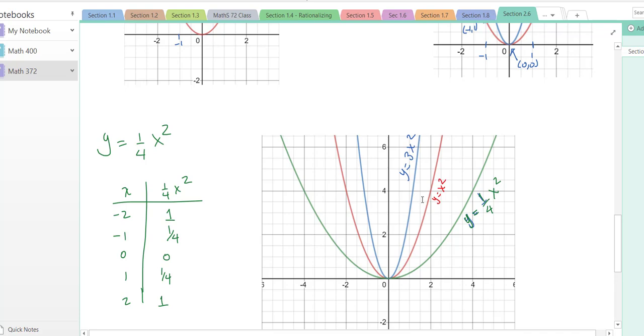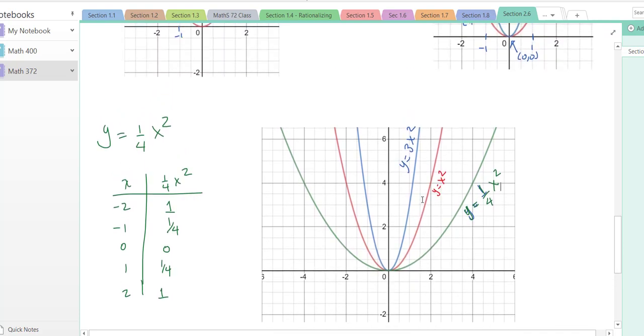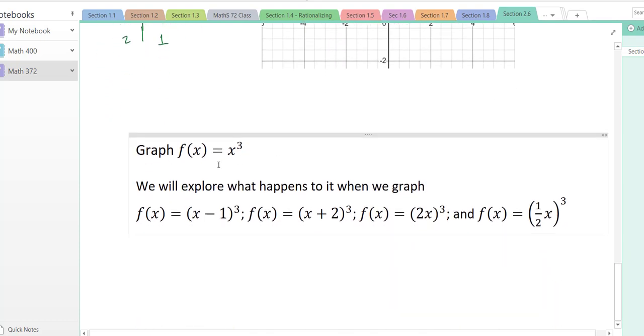And in my next video, we're going to do what happens when you do things horizontally. So we're going to play around with graphing f of x equals x cubed and seeing what happens when we do things inside the parentheses. So these create horizontal shifts.